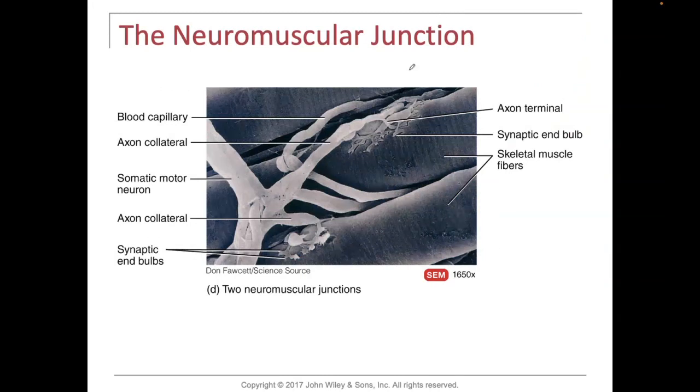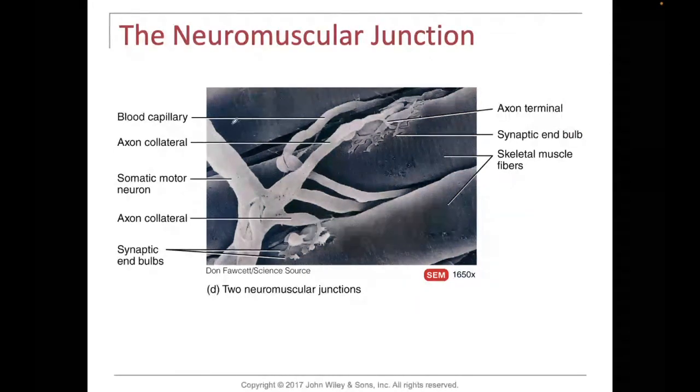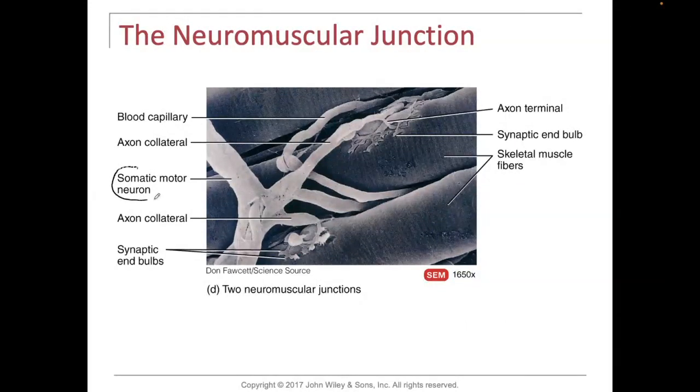This is an example of a neuromuscular junction. So here is a somatic motor neuron, and the somatic motor neuron has many branches that come off of it. They're called axon collaterals. And if we look at the end of an axon collateral, there are many end bulbs that are located there.